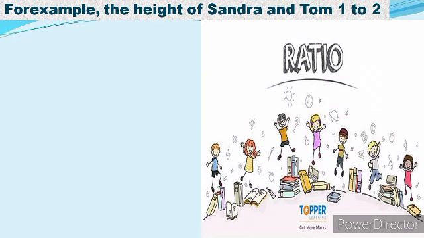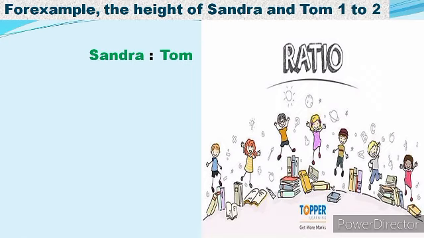The height of Sandra and Tom is 1 to 2. That is, the ratio of Sandra and Tom is 1 to 2. Now, how do we write the height of Sandra and Tom in the form of a ratio? I can write Sandra ratio Tom.